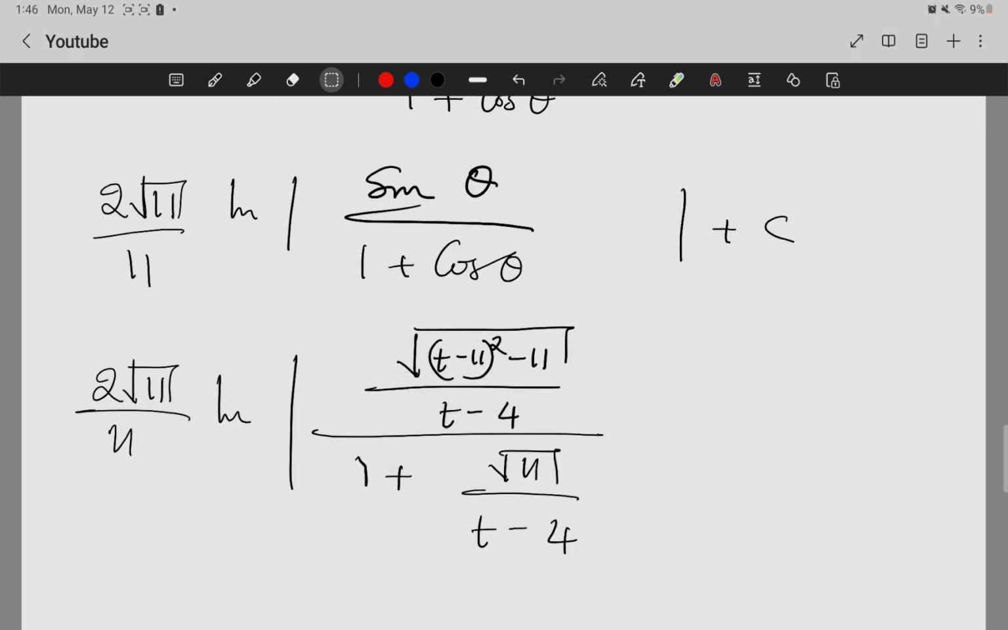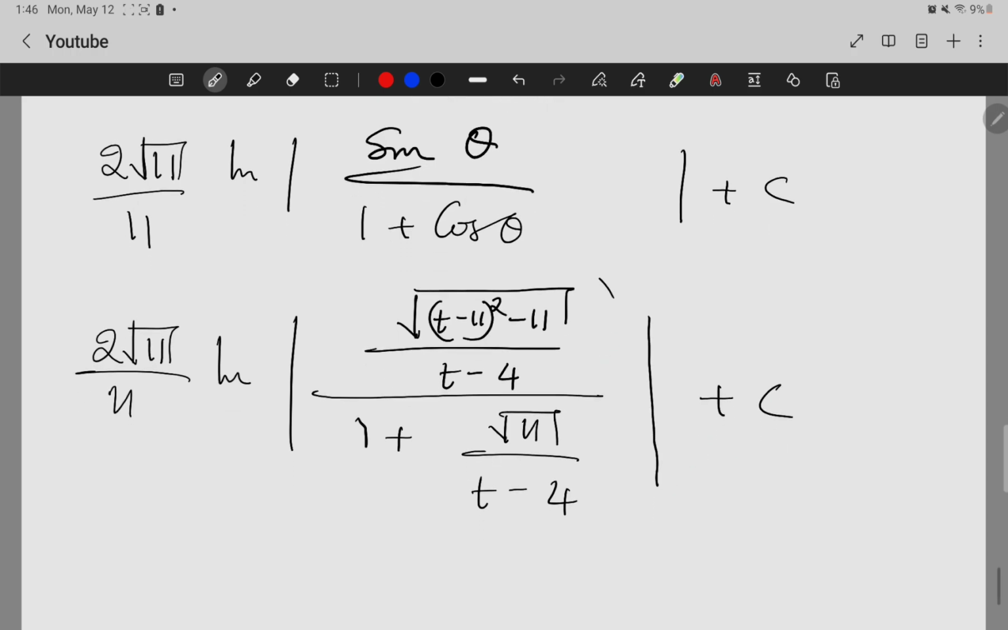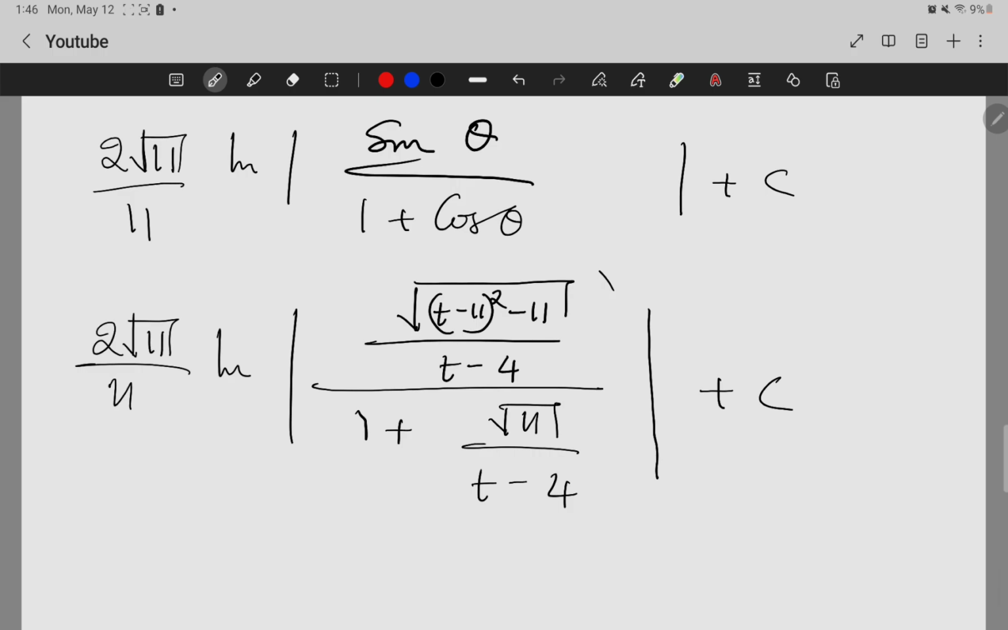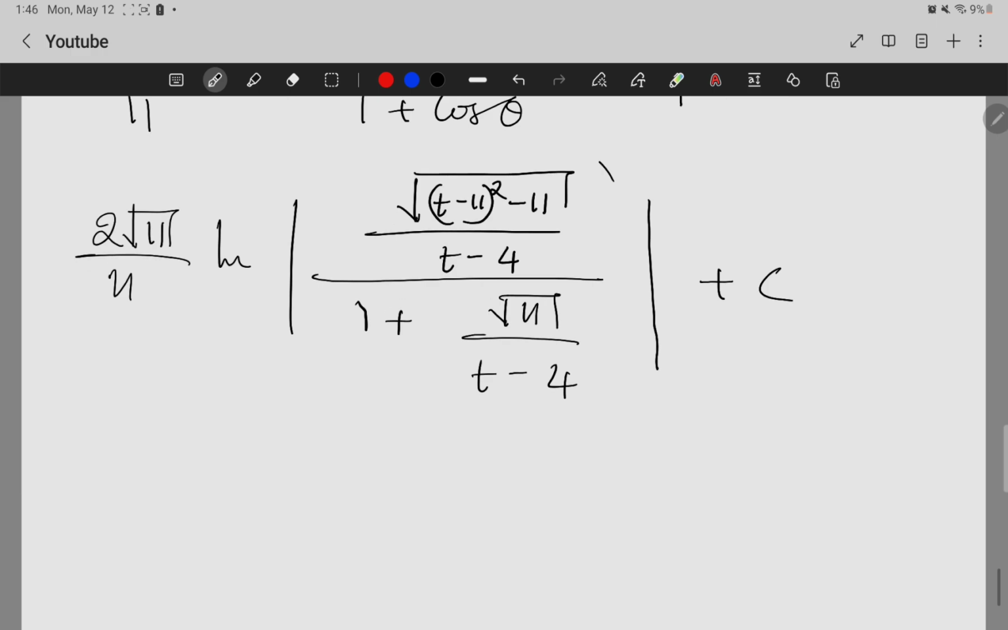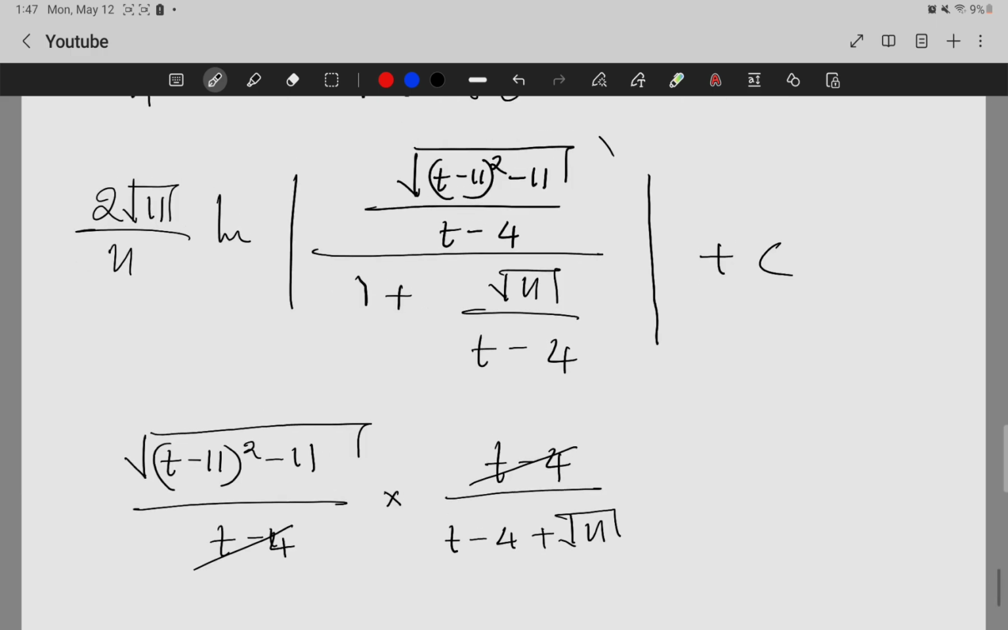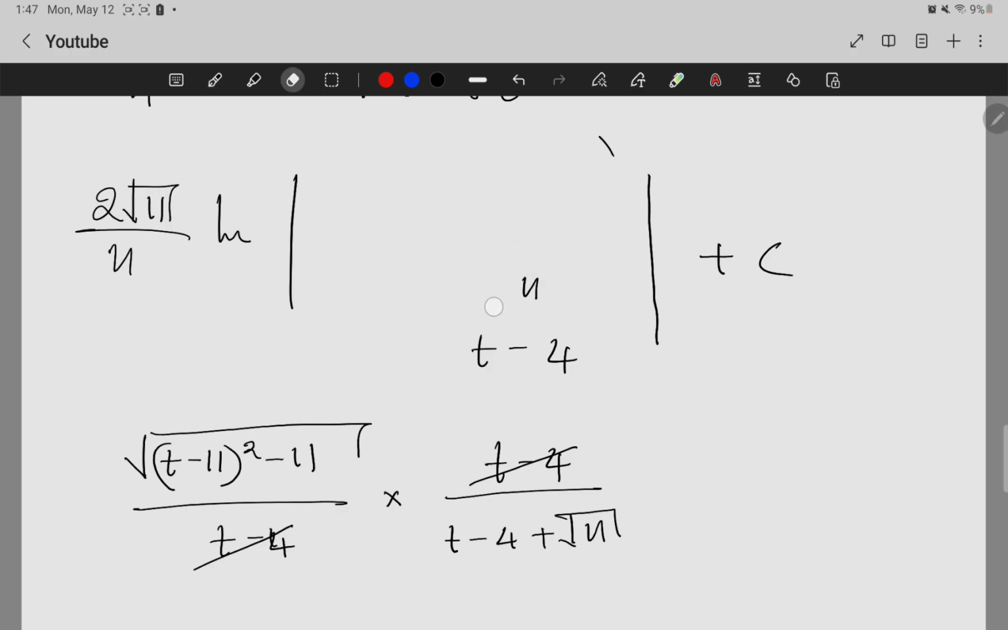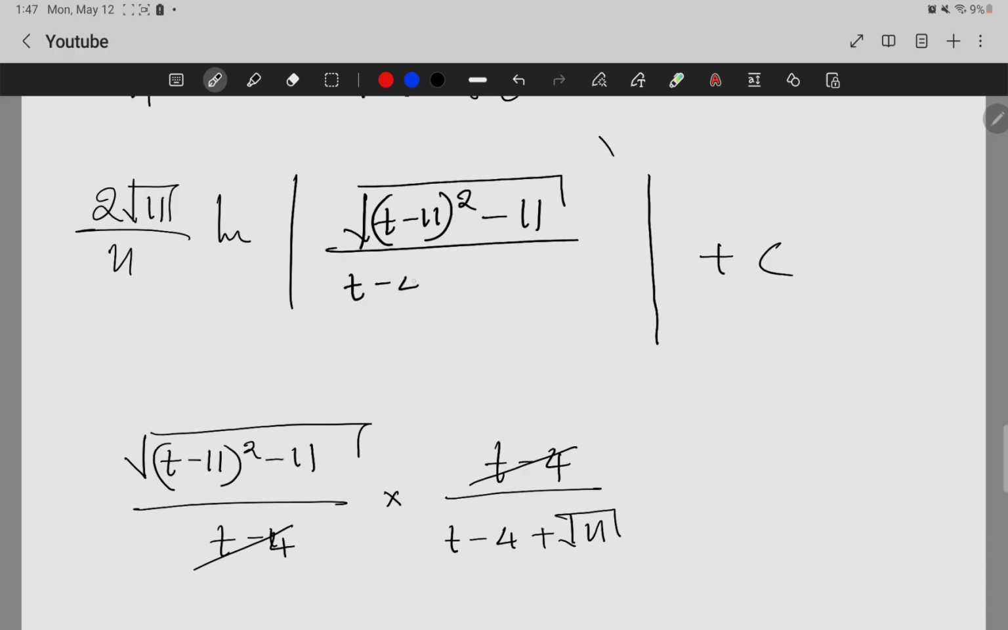Then plus c. So of course, this is something that you can express as a single fraction. Of course, let me do it very quick. It would simplify like this, so that in place of all this as a single fraction, we can present this as root of t minus 11 squared minus 11 over, here we have t minus 4 plus root 11. So that is what you get if you express it as a single fraction.